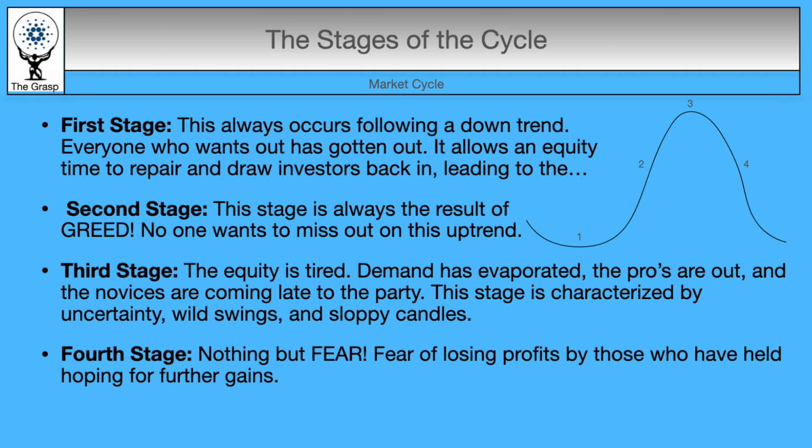The third stage is a period of exhaustion. The equity is tired. It's been running up and up and up, and demand has evaporated. The pros have gotten out, and it's the novices who are late to the party who are driving it now. This is usually characterized by uncertainty, wild swings, and sloppy overlapping candles. And of course, this is followed by the fourth stage, which is nothing but fear. Fear of losing profits by those who've held for too long, hoping to get further gains.